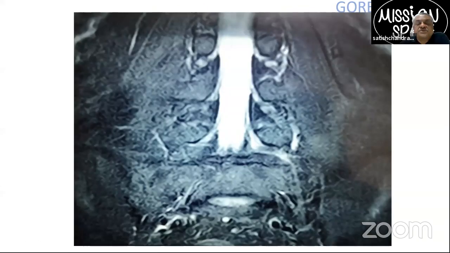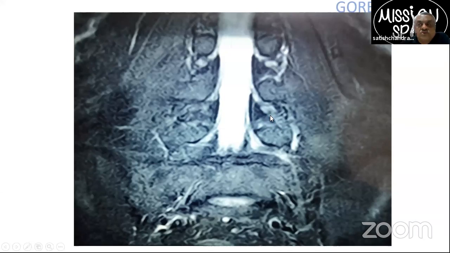Then we go next. We see an MRI in the coronal plane, and you will find the same picture. For example, this is the nerve which is coming out, being shown by my cursor. This is the traversing nerve, and this is coming out from the foramen below. This is the pedicle. This is the lower pedicle, and then this is the Kambin's triangle.